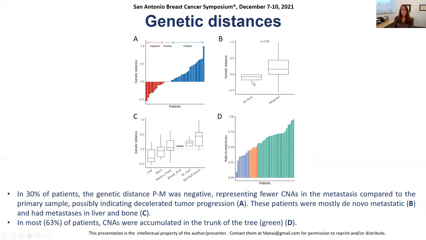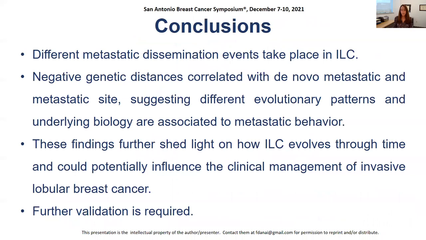These patients were mainly de novo metastatic, had metastasis often to liver and bone, and most had copy number aberrations accumulated in the trunk of the tree, shown in green. The authors concluded that different metastatic dissemination events take place in ILC. Negative genetic distances correlated with de novo metastatic disease and metastatic site, suggesting different evolutionary patterns and underlying biology are associated with metastatic behavior. These findings shed light on how ILC tumors evolve through time and warrant further validation.